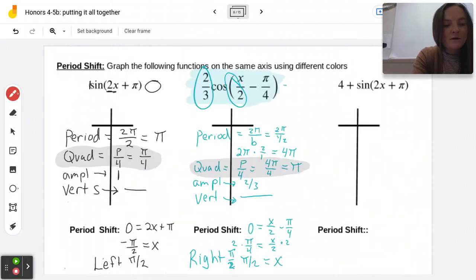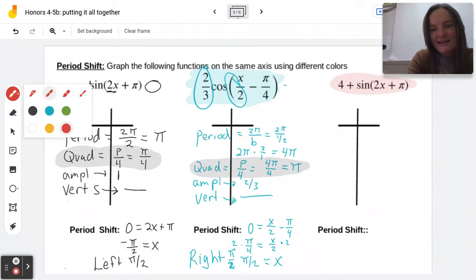So let's try the next one. Okay, so for this last one, I'm going to go ahead and graph this one in red so we can see it. I'm also going to change it ever so slightly so that it actually fits on our grid.